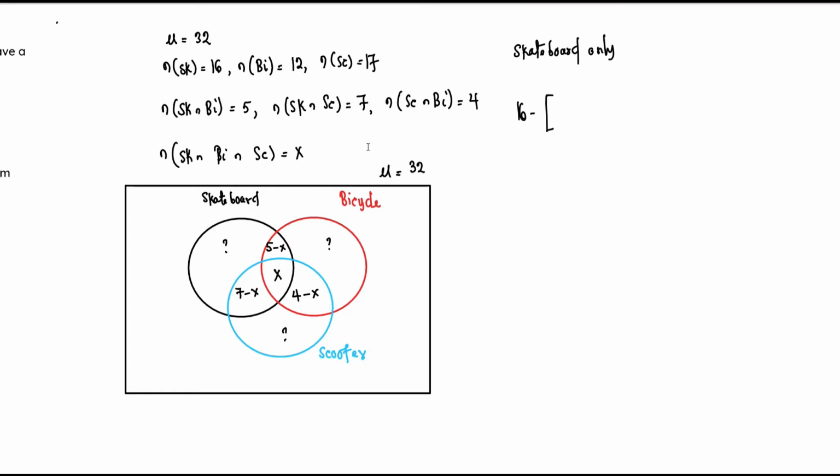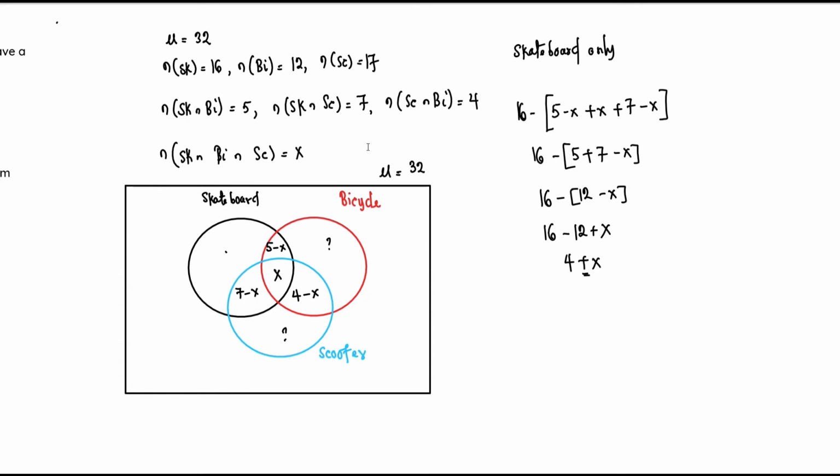So we have 5 minus x plus 7 minus x. So we have 16 minus, we open the bracket, so 5 minus x plus x gives us 0, so we have 5 plus 7 minus x. So we have 16 minus, 5 plus 7 is 12 minus x. When we use the minus sign to multiply the bracket, we have 16 minus 12 plus x, and that gives us 4 plus x. So the number of students that own skateboard only is going to be equal to 4 plus x. So this region right here is going to be 4 plus x.